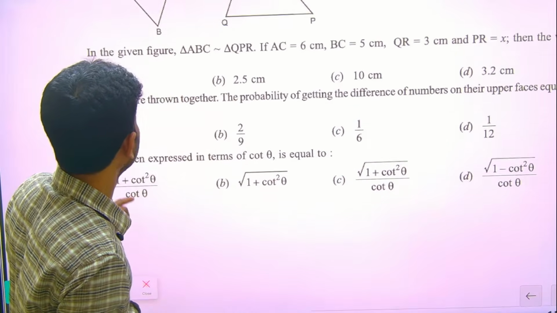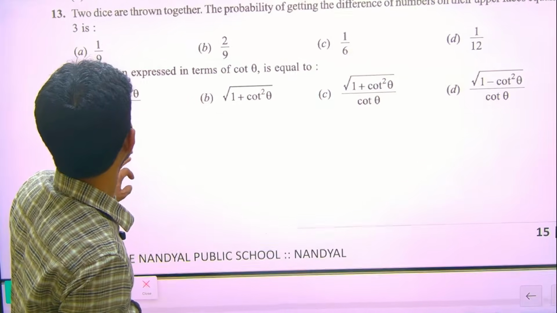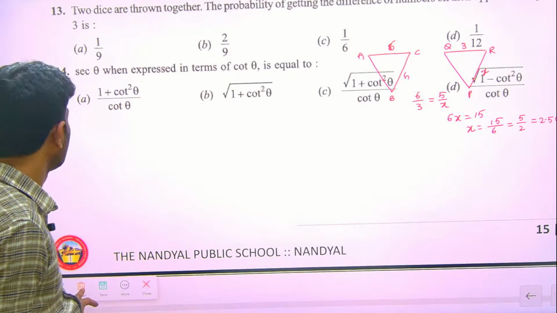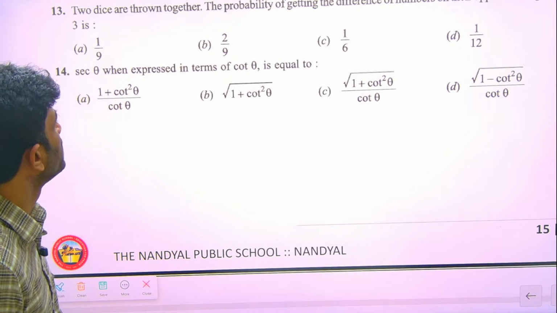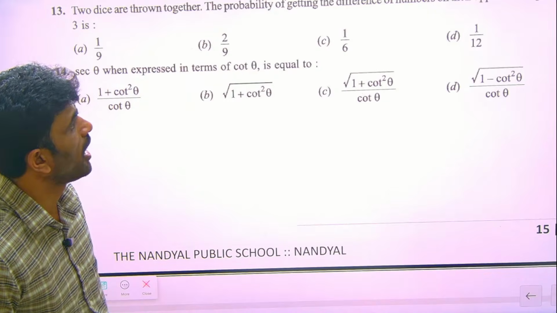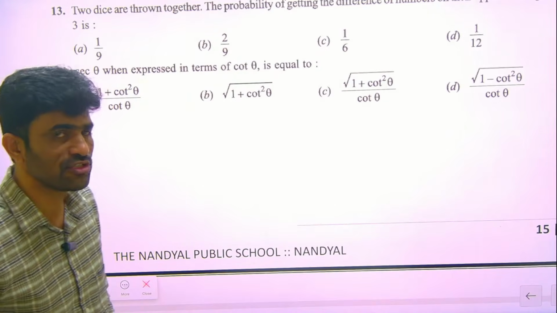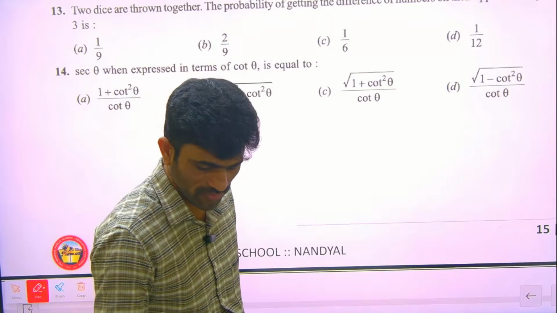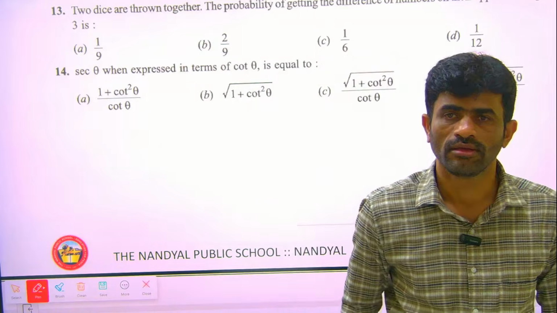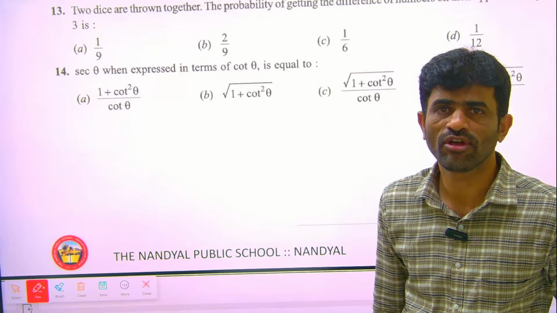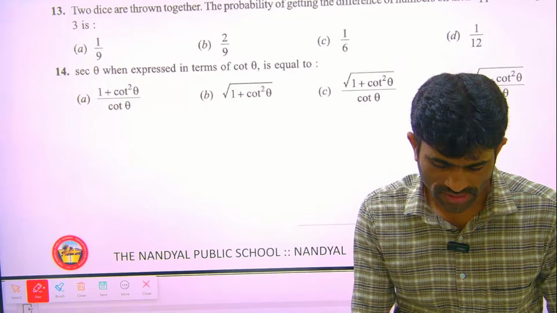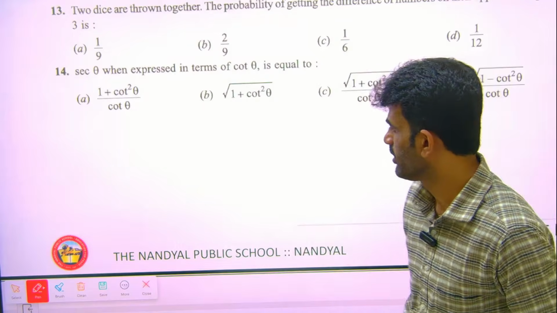Next, question number 13. Two dice are thrown together, then the probability of getting the difference of the numbers on their upper faces equal to 3. The difference of the numbers should be 3. You have to find the probability of getting a difference of two faces equal to 3. How can we get it?